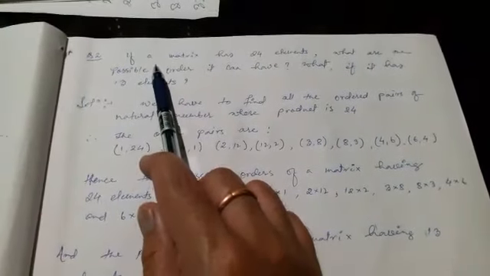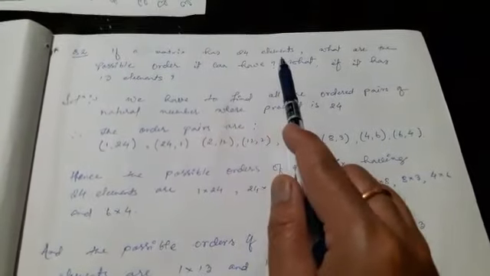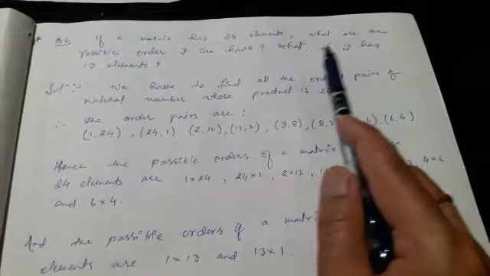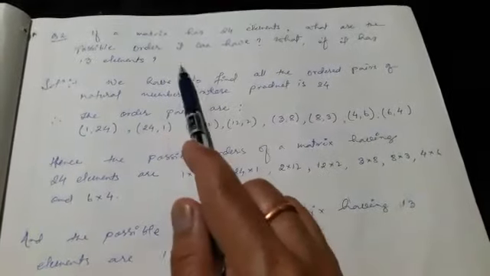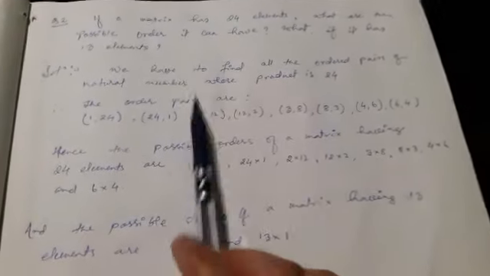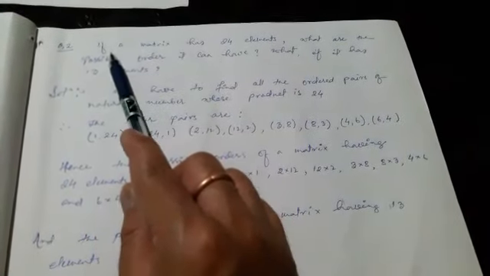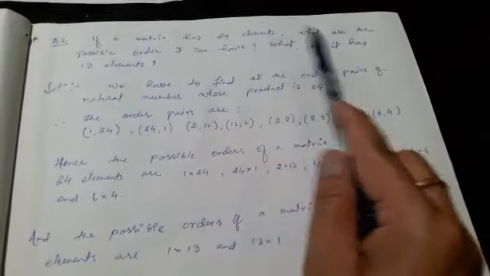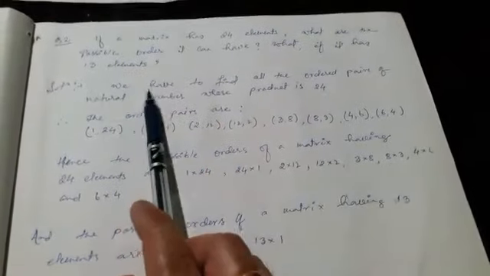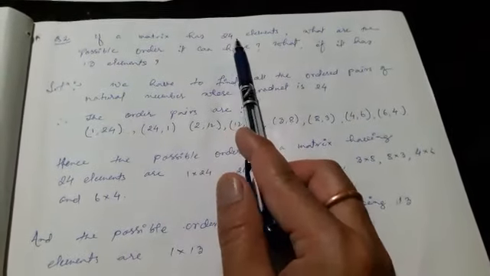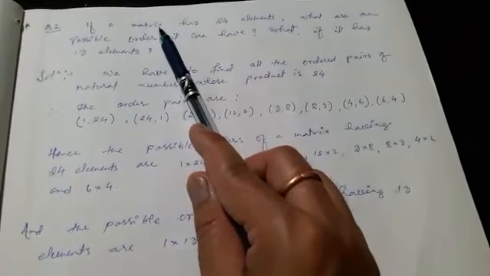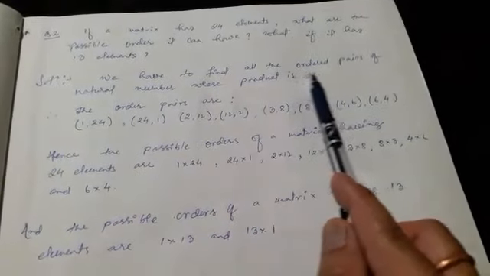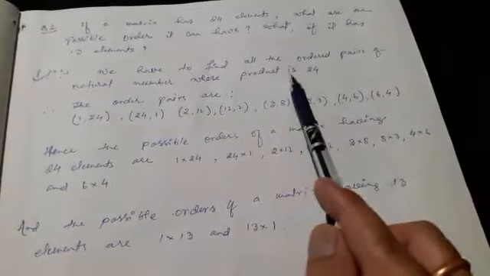Question number 2. If a matrix has 24 elements, what are the possible orders it can have? What if it has 13 elements? In this question they are asking two questions. Let us solve the first question. If a matrix has 24 elements, what are the possible orders it can have? Total number of elements in matrix A is 24.